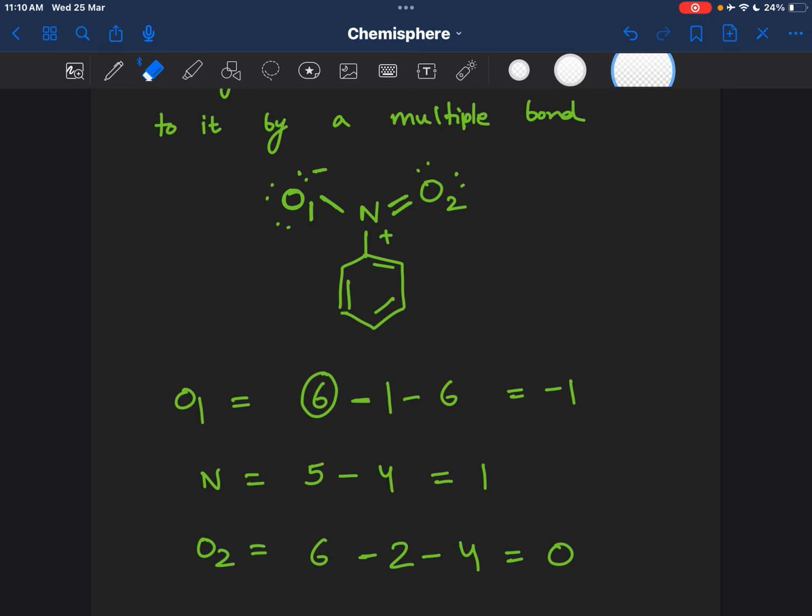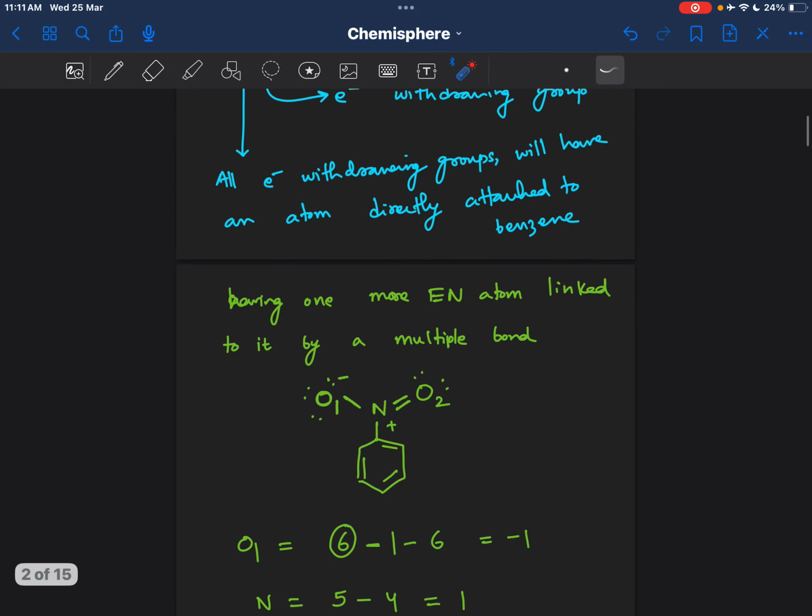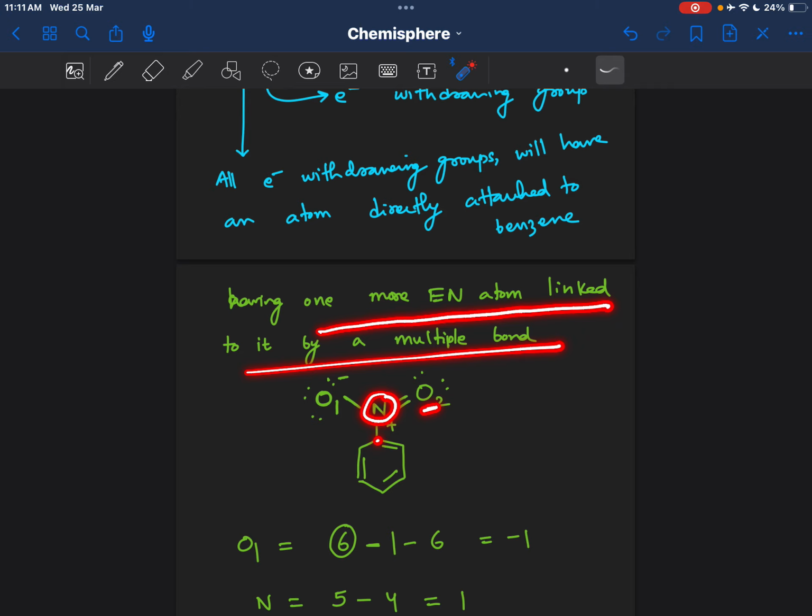Cool. So now, as you can see, in all the electron withdrawing groups, there will be an atom directly attached to benzene. In this case, nitrogen is directly attached to benzene, having one more electronegative atom linked to it by a multiple bond. Can you see, this nitrogen is directly attached to the benzene ring, and there is another electronegative oxygen linked to it by a multiple bond. Whenever this happens, it is an electron withdrawing group.